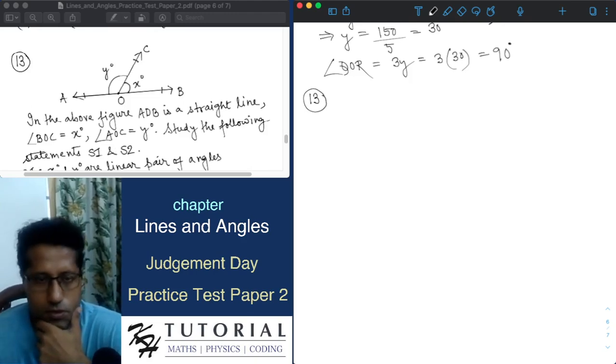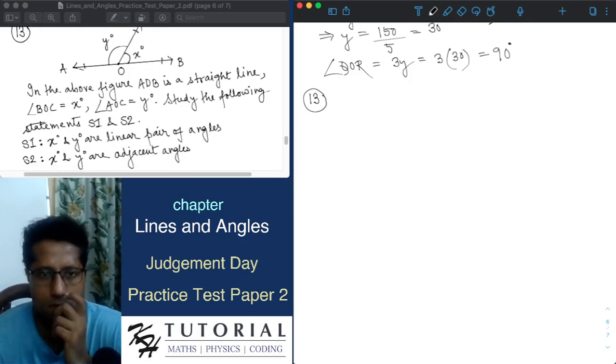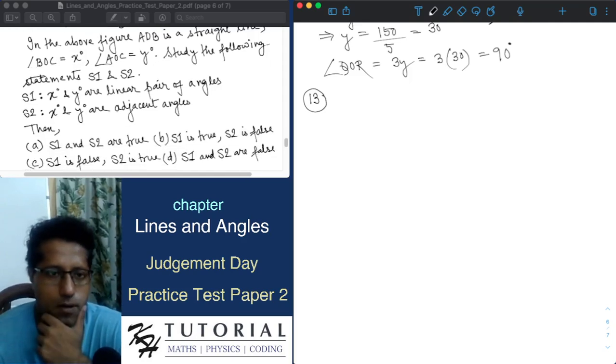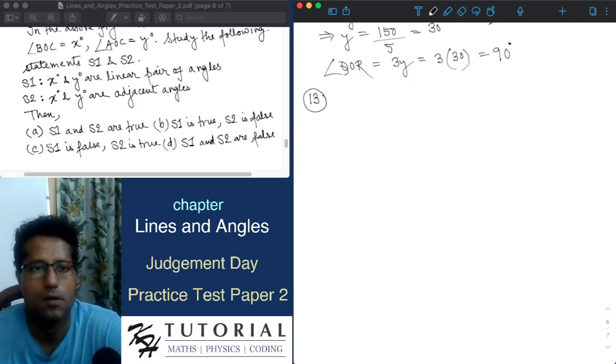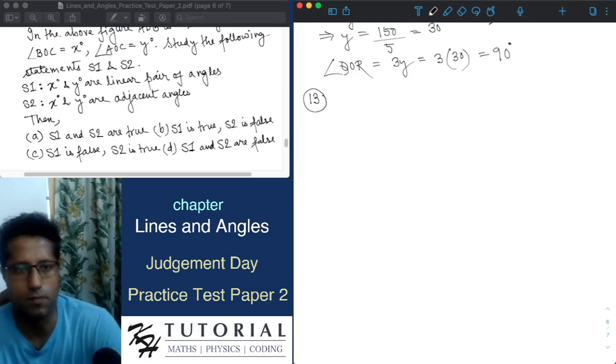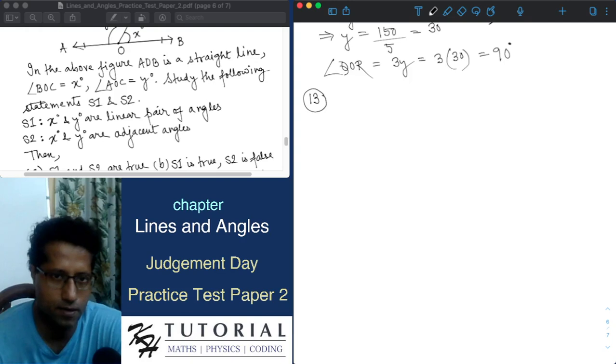X and y are also adjacent angles. So the choices are: S1 and S2 are true; S1 is true, S2 is false; S1 is false, S2 is true; S1 and S2 are false. S1 and S2 both are true because S1 says x and y are a linear pair of angles.